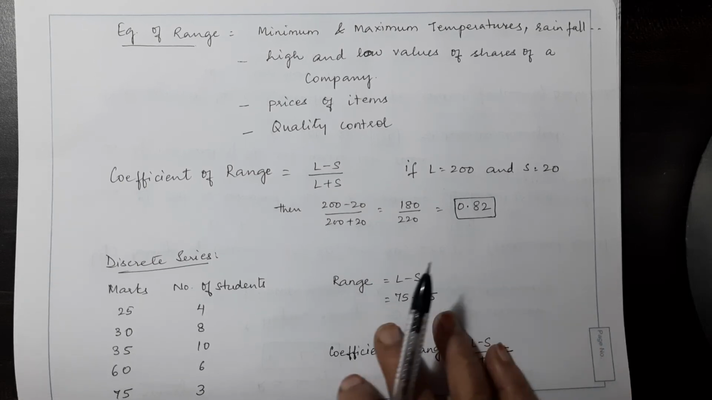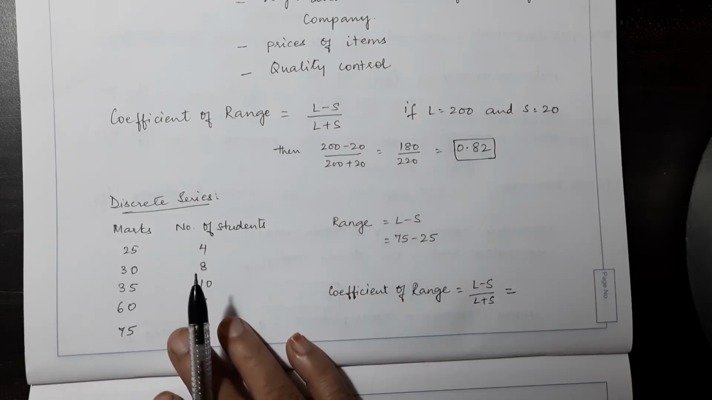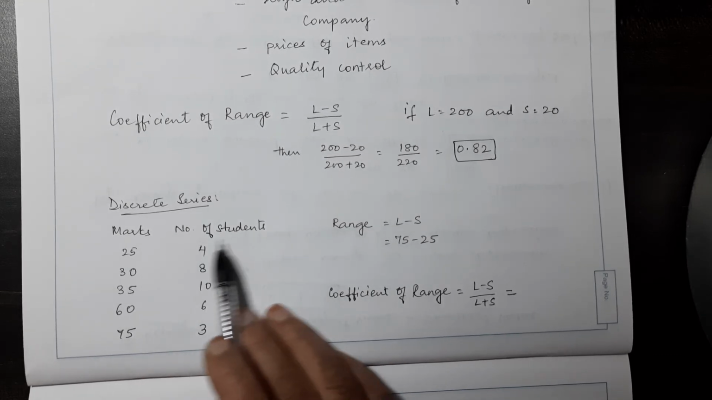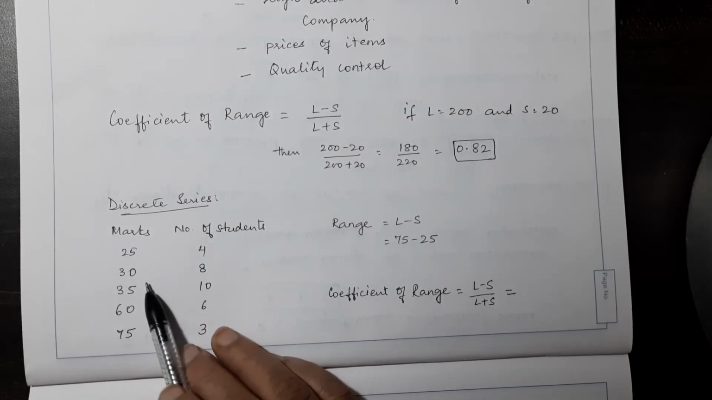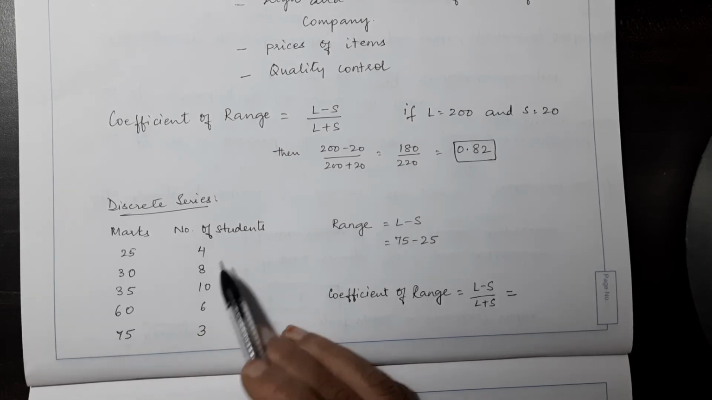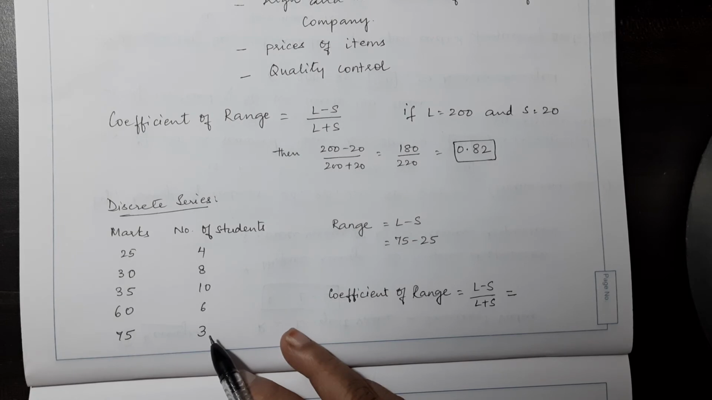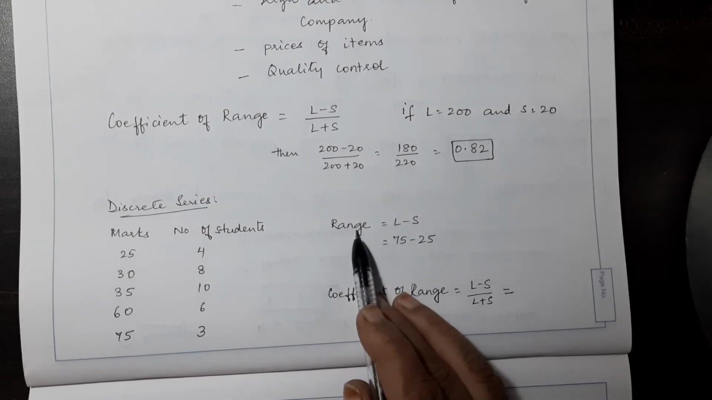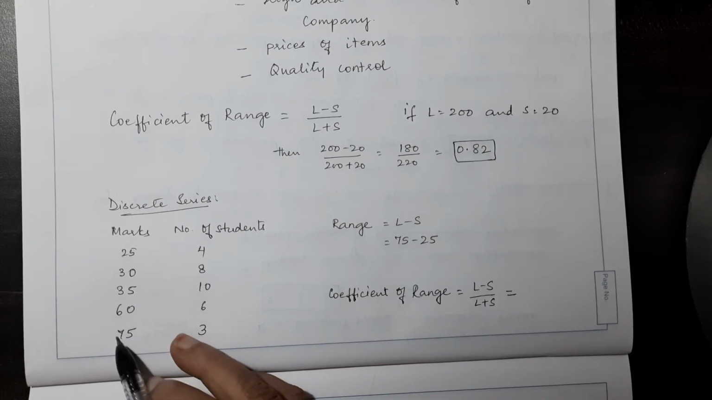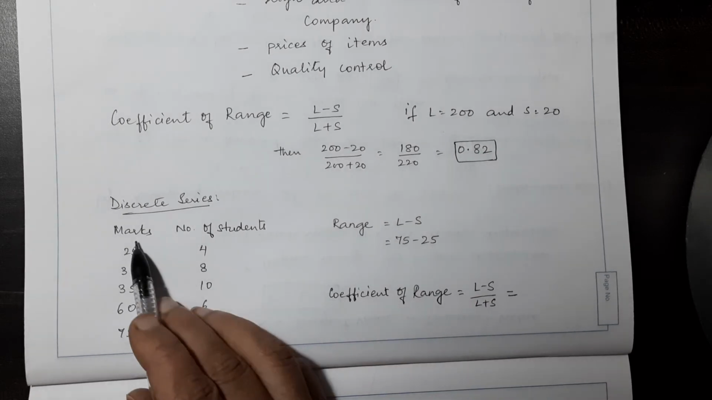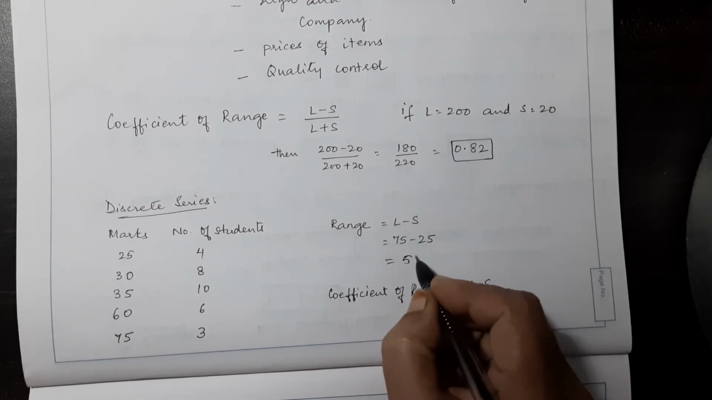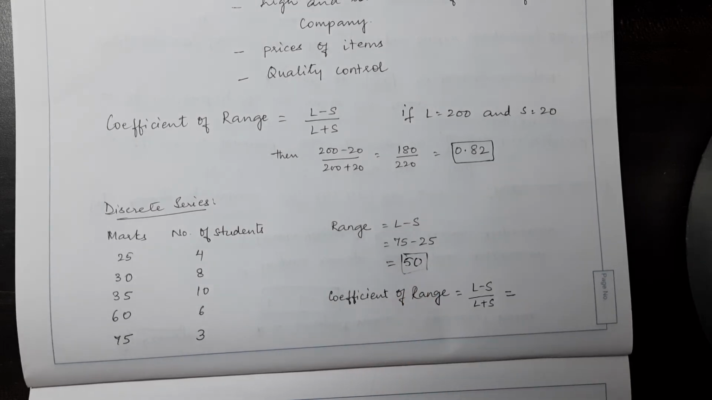Alright. Now let us look into discrete series. For a discrete series, let us take this example of marks and number of students. The marks given to us are 25, 30, 35, 60 and 75, and the respective frequencies. Now what is range by formula? L minus S. What is L here? The largest value is 75 and the smallest value is 25. So 75 minus 25 is equal to 50. So this is the range.